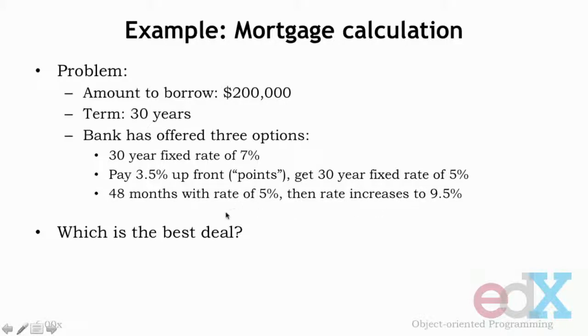Or, for 4 years, they'll let me pay a low interest rate, but then the rate will almost double for the remaining 26 years of the mortgage. What I'd like to do is figure out what's the best deal for me. Let's write a program to tackle that idea.